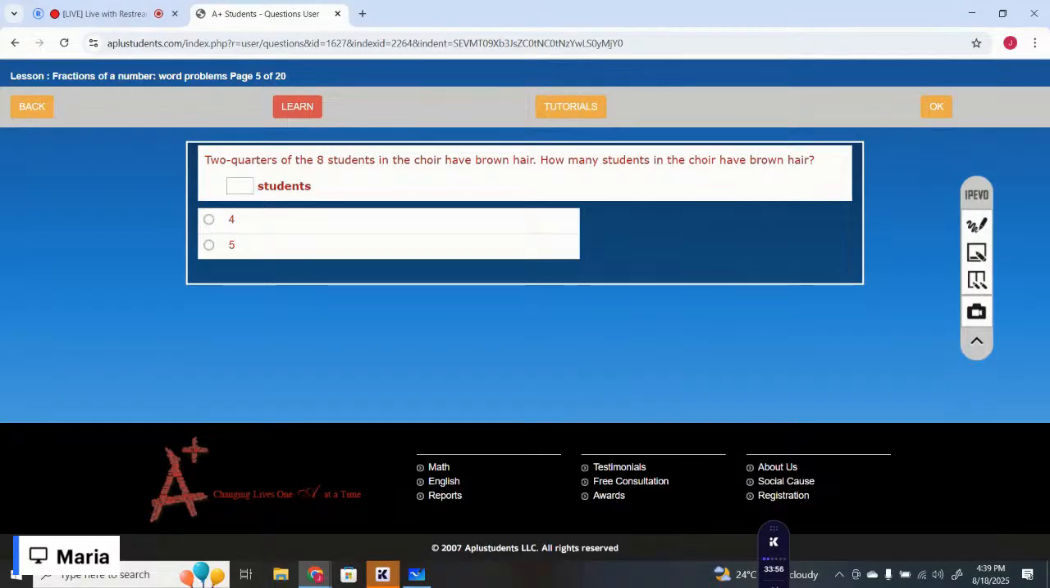Two quarters of the 8 students in the choir have brown hair. How many students in the choir have brown hair? So which is the correct option? That is 4. Option number 1 is the correct option.